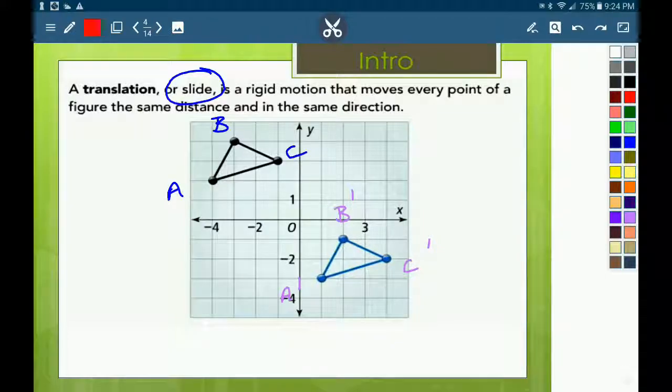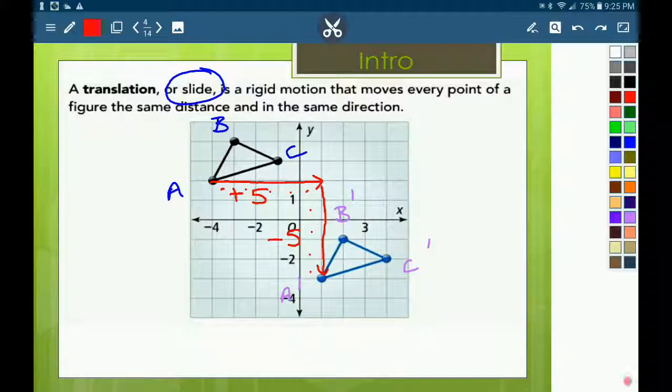So let's actually draw out the path. If I were to draw a path of how A got to A prime and follow the grid lines, I can see that it followed along here, and then it took a turn, and I can actually count the units. I see 1, 2, 3, 4, 5 units right, and I see 1, 2, 3, 4, 5 units down. Now, right is a positive direction, so this is actually like a +5. Down is a negative direction, so this would be like a -5. So I end up going right 5 and down 5.